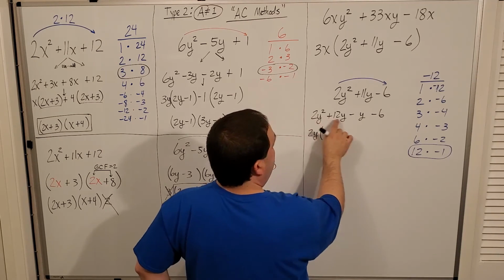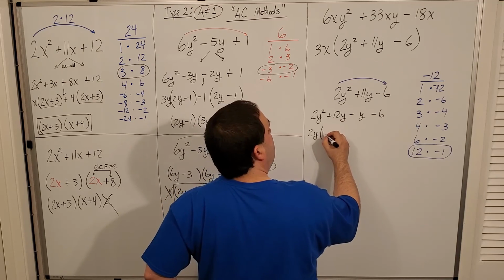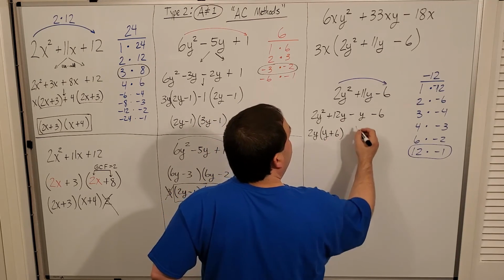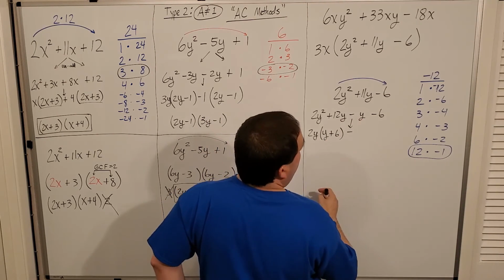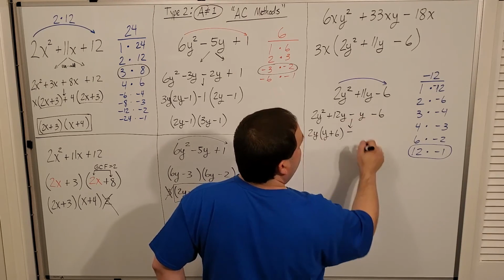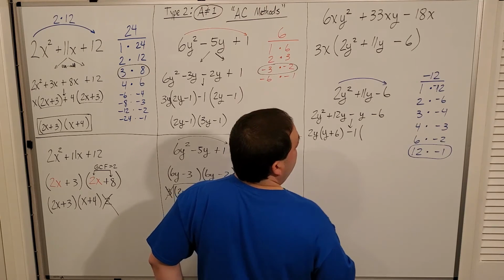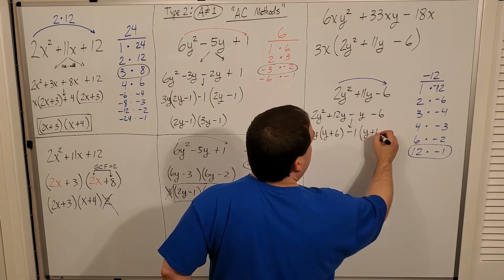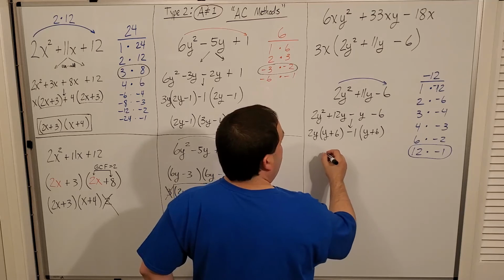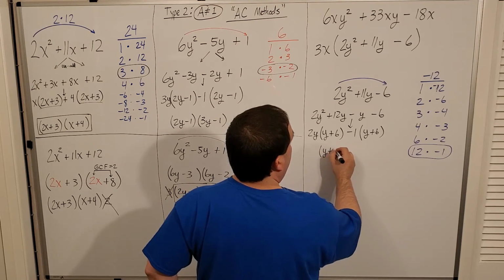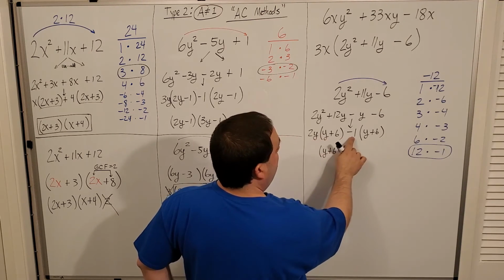2y is common here, leaving me y plus 6. Here the negative has to be matched, and it's also common to both, but just the negative, so I put a 1. Also leaving me y plus 6, which I can therefore write as y plus 6 times 2y minus 1.